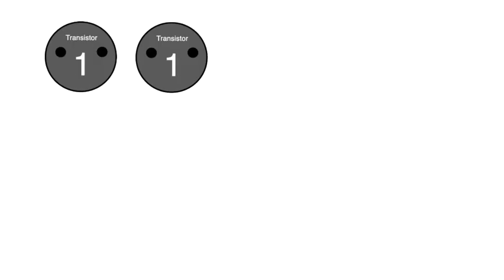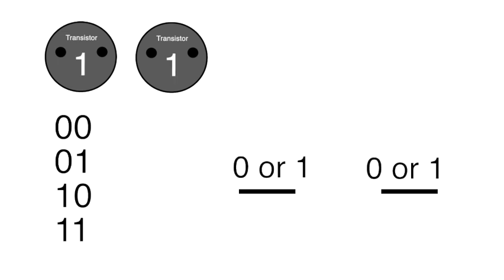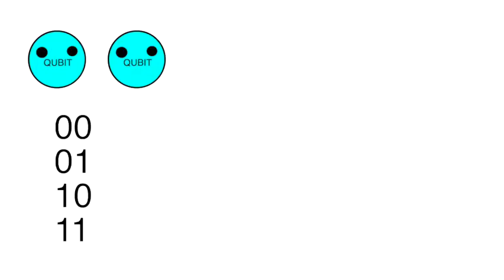Let's start with 2 bits. 2 bits have 4 possibilities. Therefore, I only need 2 numbers that are 0 or 1 to tell me if it's in one of these states. But with 2 qubits, you're going to need 4 numbers to tell me which state it's in.